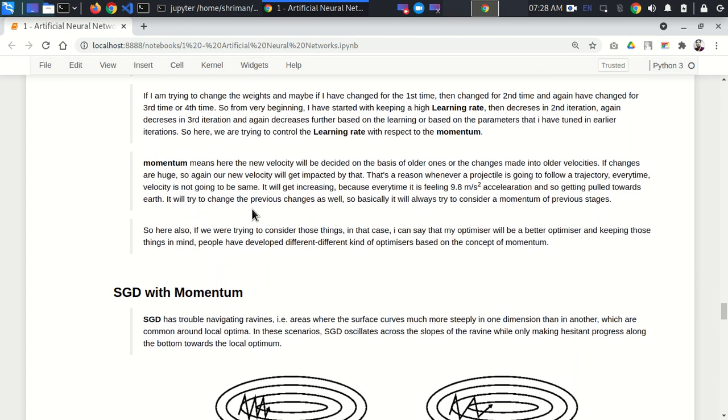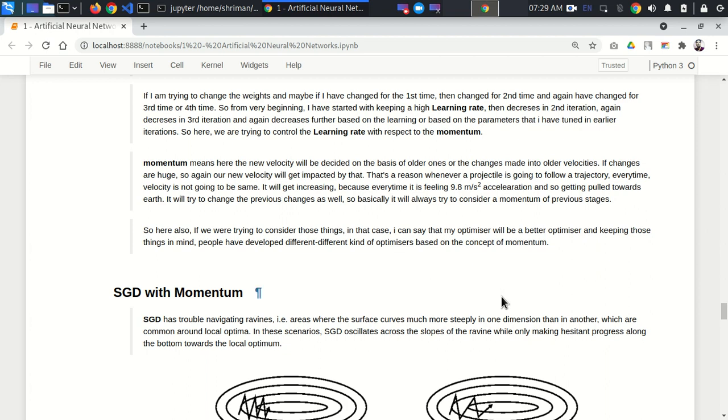It will try to change the previous stages as well. So basically it will always try to consider the momentum of previous stages. Now if we consider those things here also, in that case I can say that my optimizer will be a better optimizer, and keeping those things in mind people have developed different kinds of optimizers based on the concept of momentum.